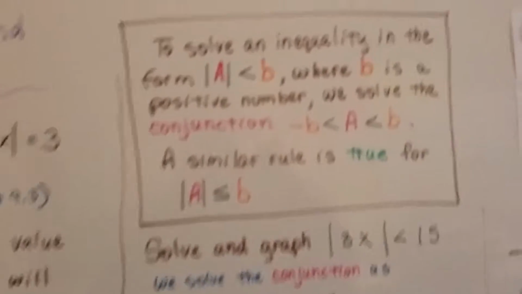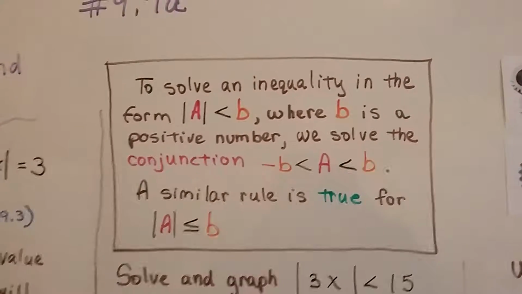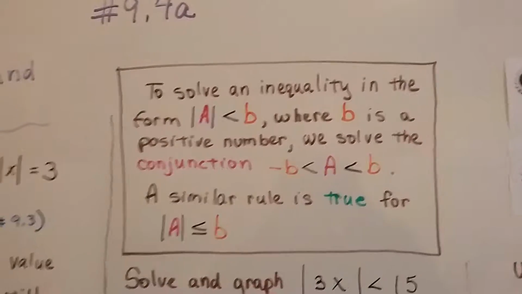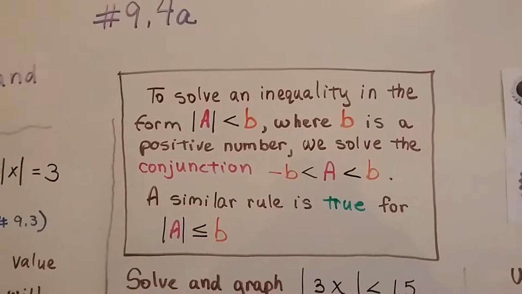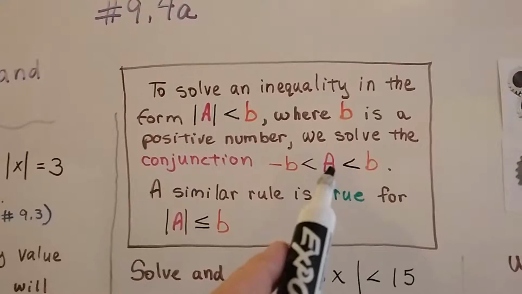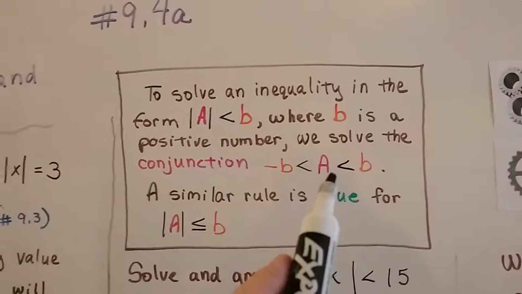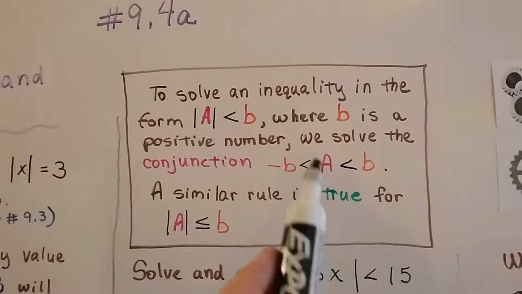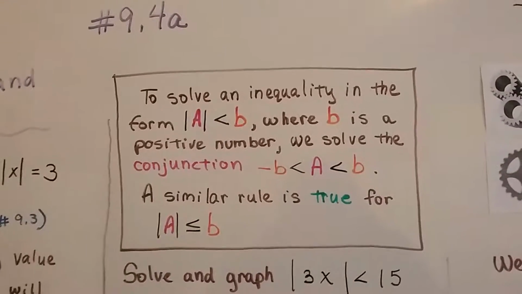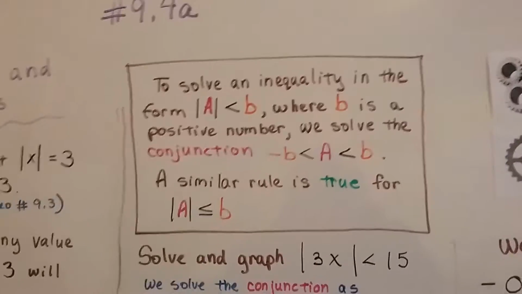So to solve an inequality in the form the absolute value of a is less than b, where b is a positive number, we solve the conjunction: a is greater than negative b and a is less than b. And remember, when you see it like this with two inequality signs, you start reading in the middle. A is greater than negative b, a is less than b, okay? Don't start here. Two inequality signs, start reading in the middle, okay? A similar rule is true when there's a less than or equal to sign, okay?